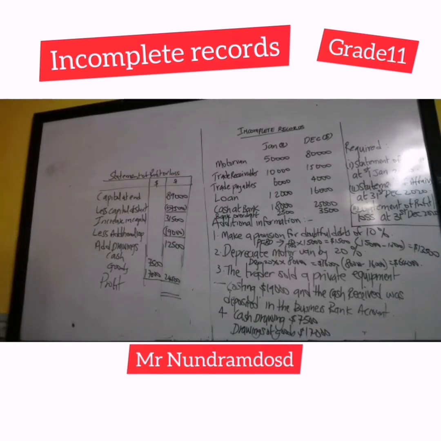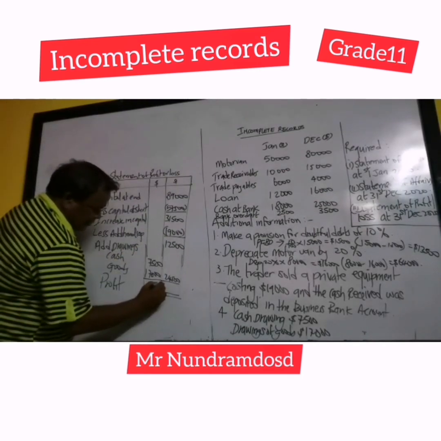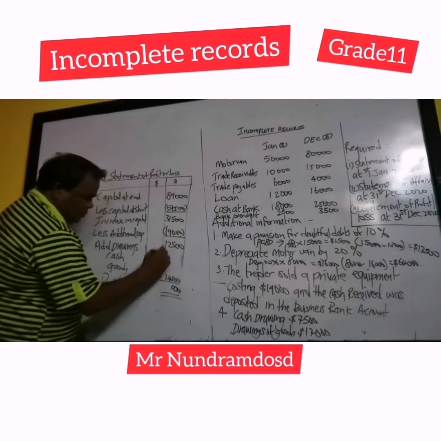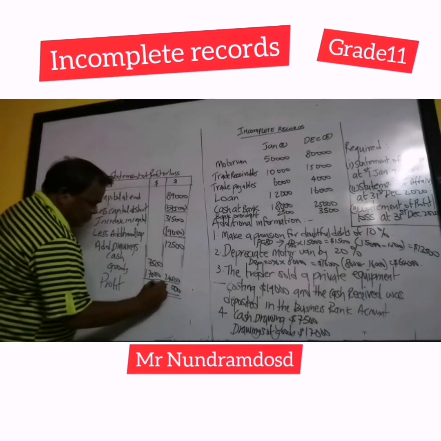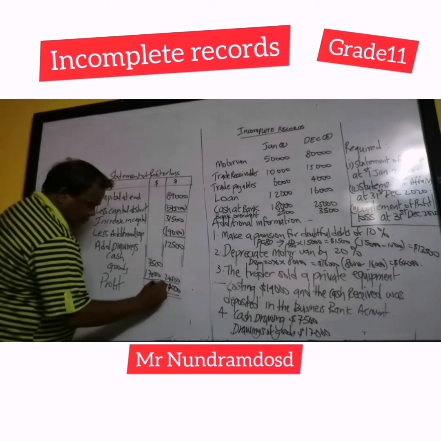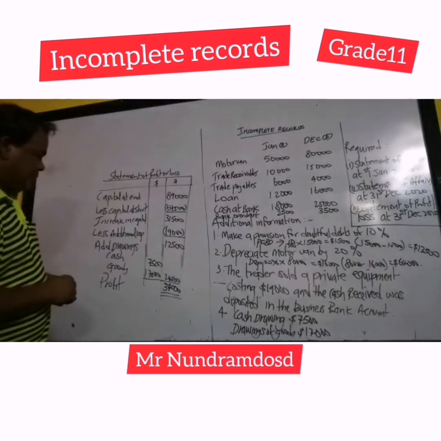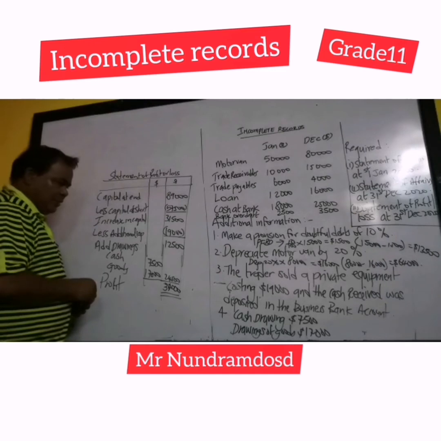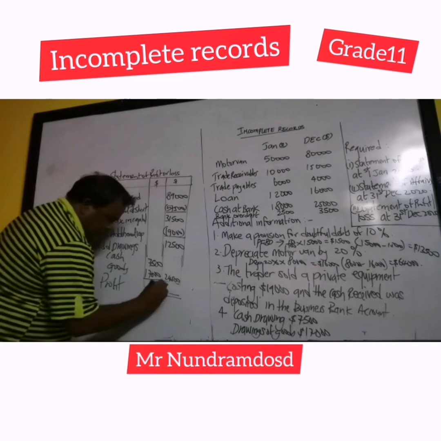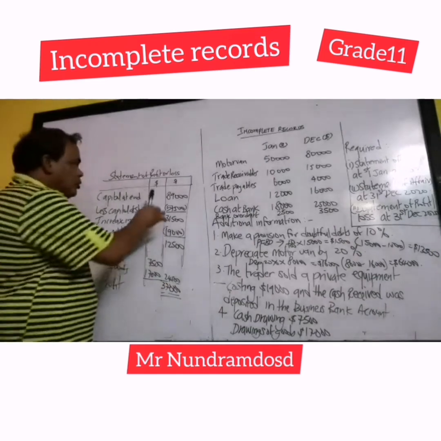Then we add 24,500 to 12,500 and we get 37,000. This will give us 37,000. So here we are concerning the statement of profit or loss.